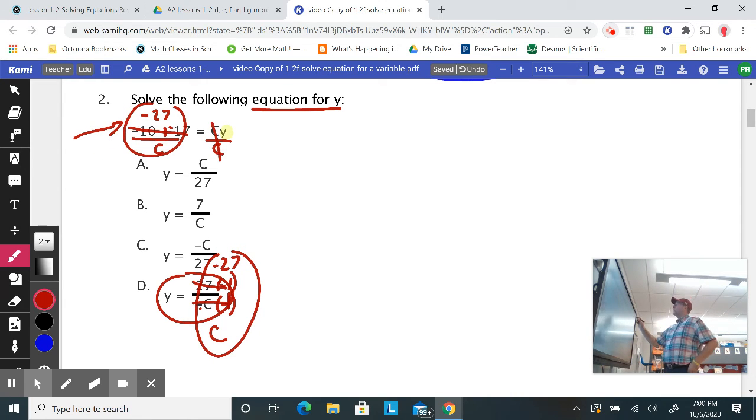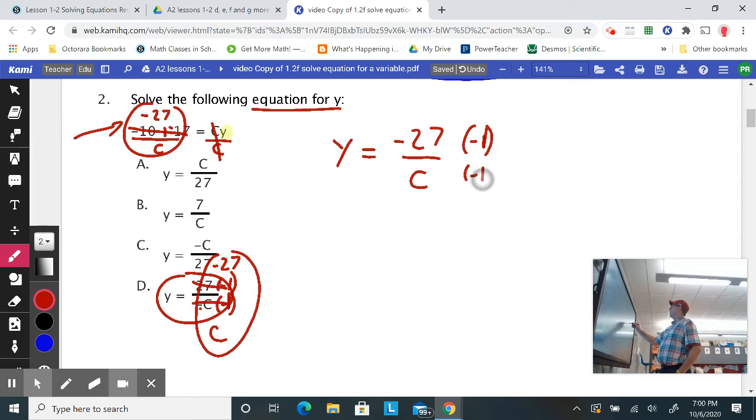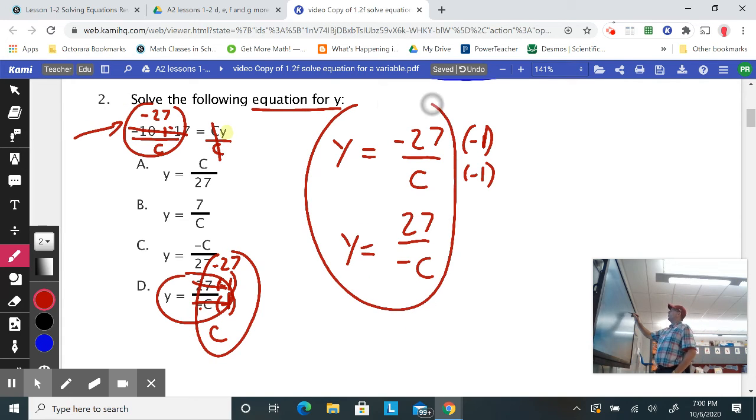So we need to recognize that after I solved the equation for y, I had negative 27 over c. But that is also the same as if I had multiplied by negative 1 over negative 1 and made it 27 over the opposite of c. These represent the same value. So I used the rule from algebra: I multiplied by 1, which was negative 1 over negative 1, which is really a 1. It just changed the way it looks. You've got to recognize that. All right, let's do another one.